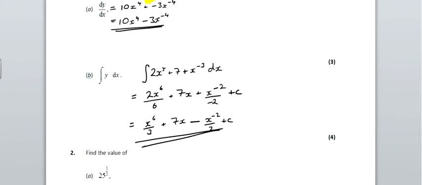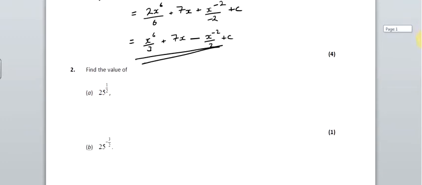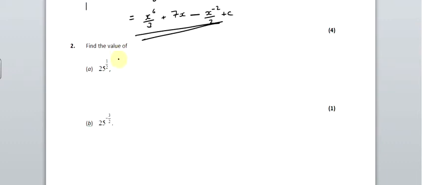Now on to question 2. Question 2 is all about indices, and first of all we're going to find the value of 25 to the power of a half, which hopefully you all know is the square root of 25, which is 5.